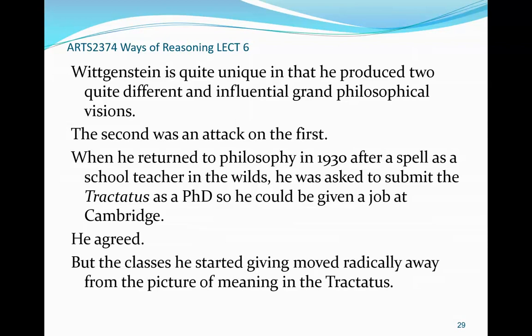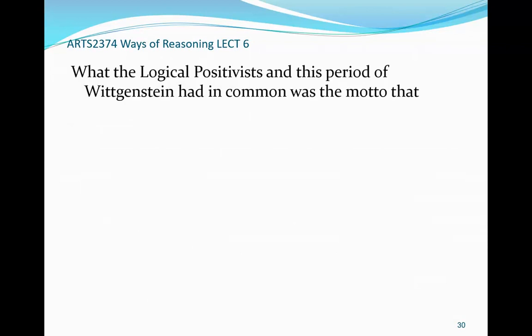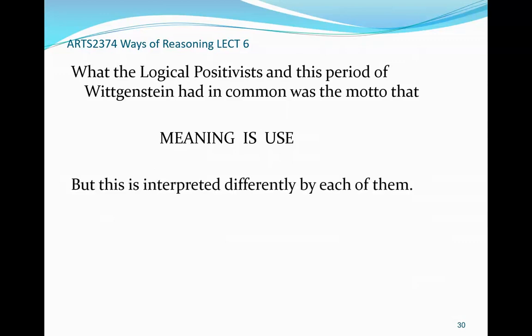But the classes that he started giving at Cambridge showed that he was already moving radically away from the picture of meaning in the Tractatus. What the positivists and Wittgenstein of this period had in common was the motto that meaning is use. But in fact, the glib motto doesn't actually tell you what it means, right? And they interpreted it differently and certainly used it differently.